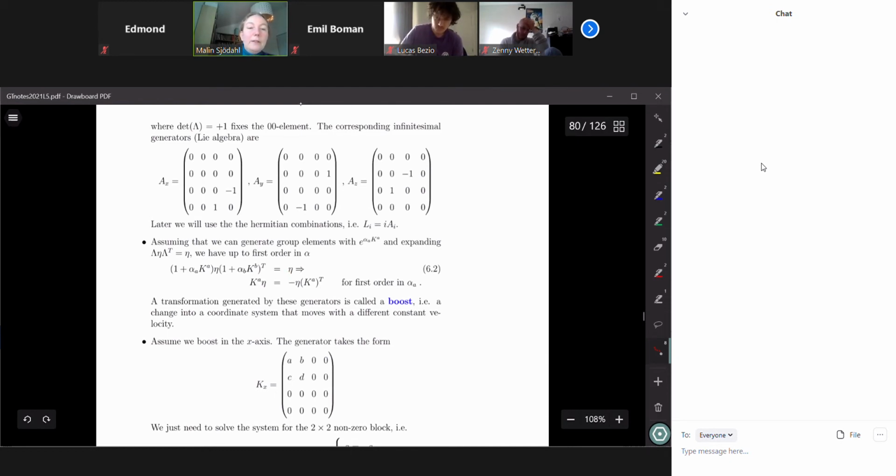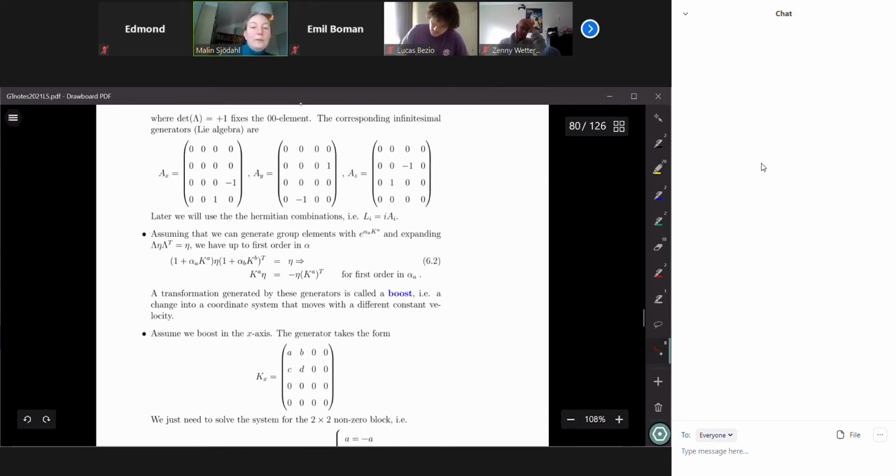And considering terms to order alpha, we have K_a eta here, and here we have also eta K_b, for component A. So we have this constraint here, with the transpose from up here and the minus sign because it's moved to the other side. So this we must then satisfy.